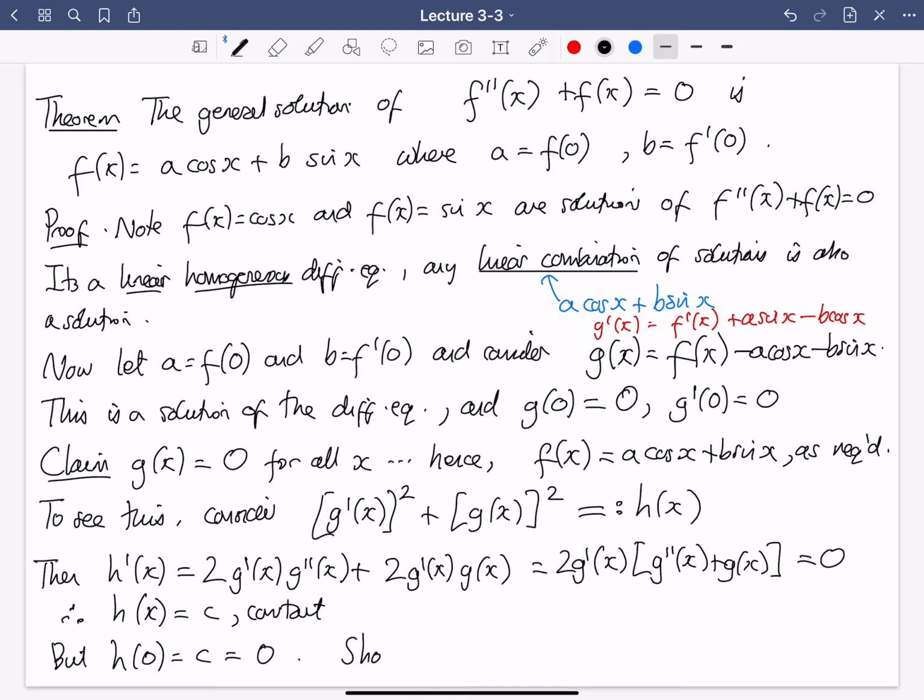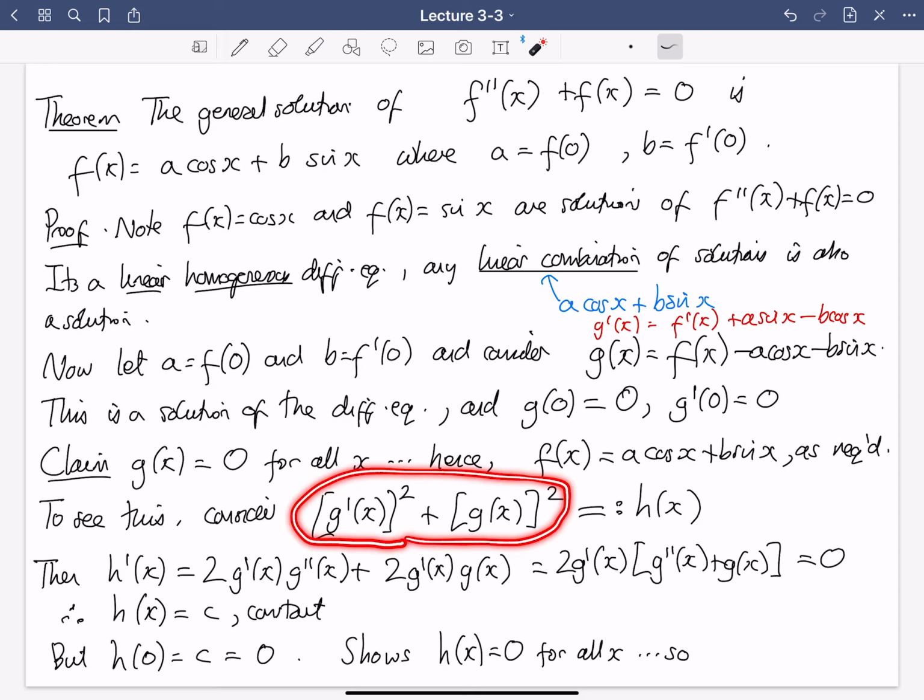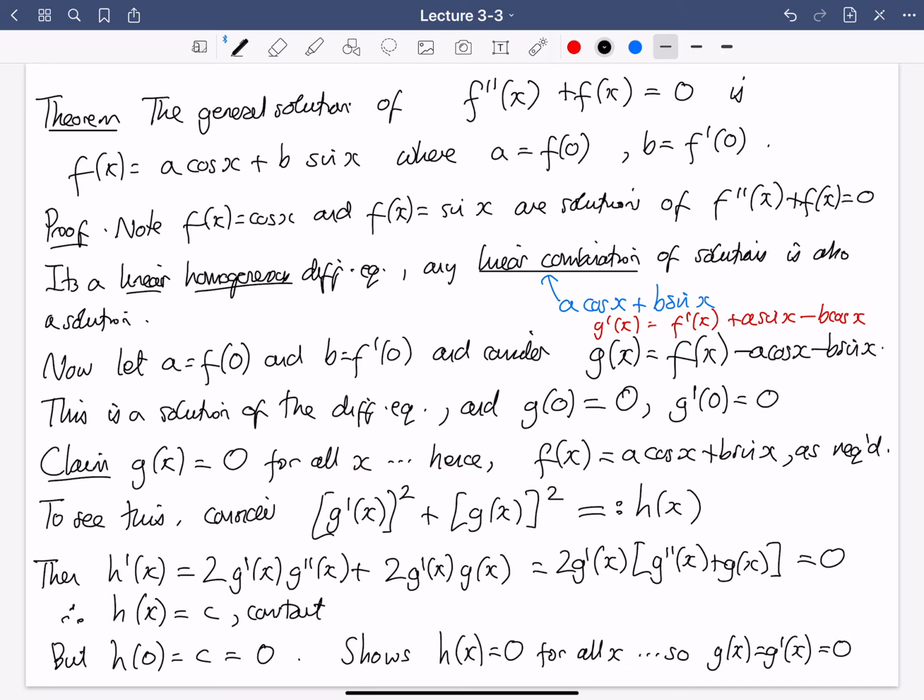So actually, I'm just about done here. This shows that h of x is 0 for all x. Right, so now that's showing that this guy here is 0 for all x, but this is something squared. Things squared are greater than or equal to 0. This is something squared too. The only way these two things can sum to 0 is if g of x and g prime of x are 0 always. And so that checks the claim.